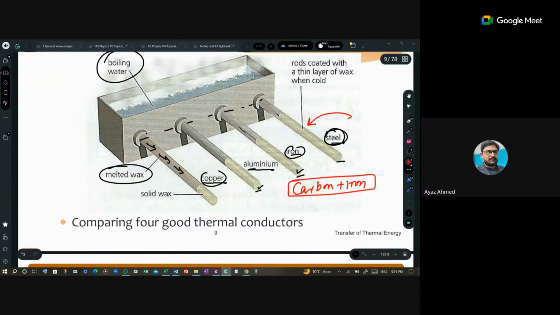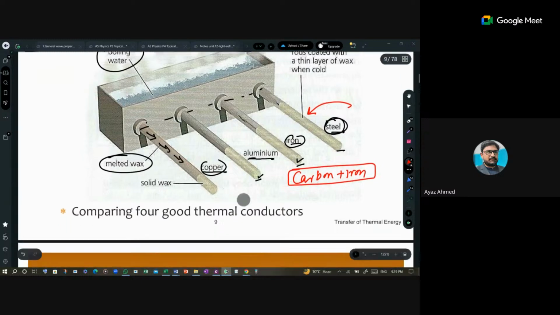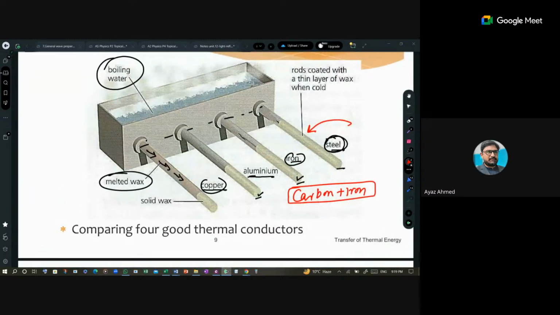So I think it's a very obvious slide. If you have any question, we can move on. Should I move to the next? Yeah.